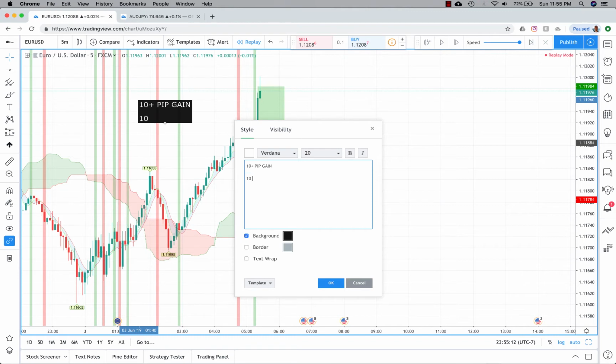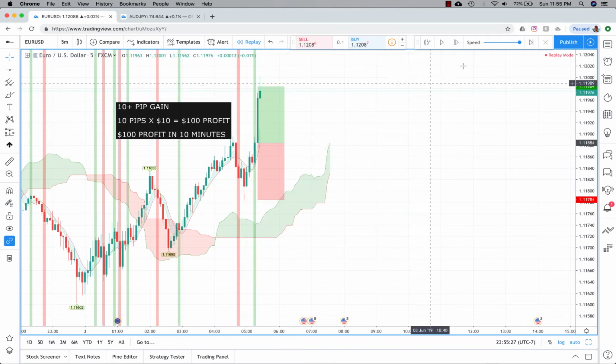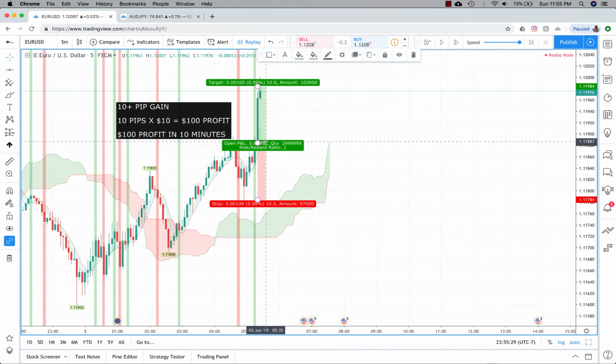So 10 pips times $10 if we were trading a standard lot, and that would equal $100 profit. So you would have made $100 profit in 10 minutes. Alright, let's move on to the next one.